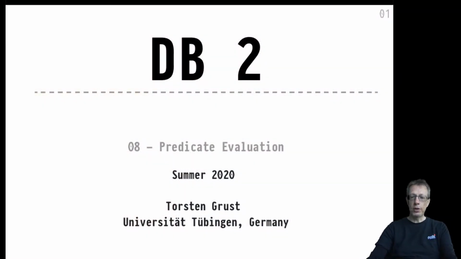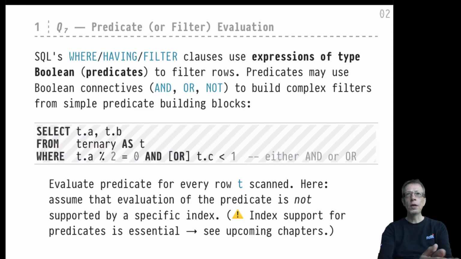All right, chapter 8, predicate evaluation. Of course, we will formulate a particular probe query for that. It's probe query Q7 already. Okay, and one of its prominent features, of course, will be the where clause. This is one of the syntactic constructs in SQL that allows for the specification of filtering predicates.